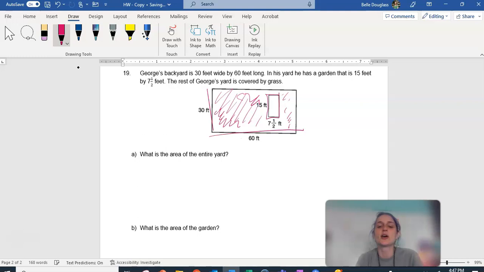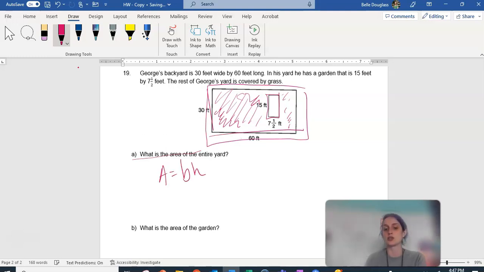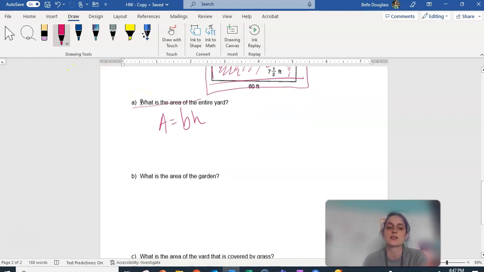There it is. Okay, so you want to know first what the area of the entire yard, whether it's grass or garden, is. The area of a rectangle is the base times the height. Don't forget your units, which should have an exponent of 2, not on the number, but on the unit, because it's area. It's in squares.